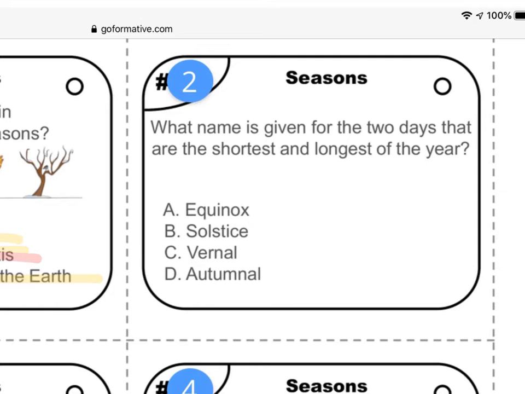Number 2. What is the name given for the 2 days that are the shortest and longest in the year? Equinox, solstice, vernal, autumnal. And the answer is solstice.